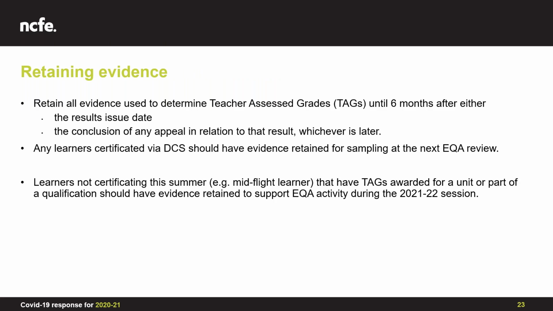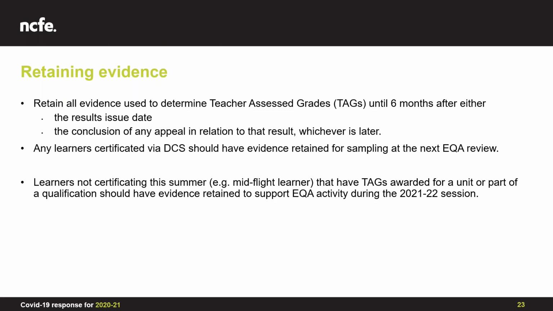Centres, in line with current Ofqual guidance, are required to keep all evidence used in the determination of a tag until 6 months after either the results issue date or the conclusion of any appeals in relation to that result, whichever is later. The learners certificated via DCS should have evidence retained for sampling at the next EQA review. Where a centre has determined a tag for a learner on a qualification with DCS, the same guidance stands. The evidence should be retained.